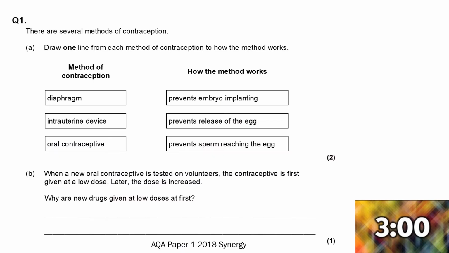So this exam question was taken from the 2018 paper 1 of the AQA Synergy exam. The first part is worth 3 marks, so you can start a stop clock or a timer for 3 minutes from now.